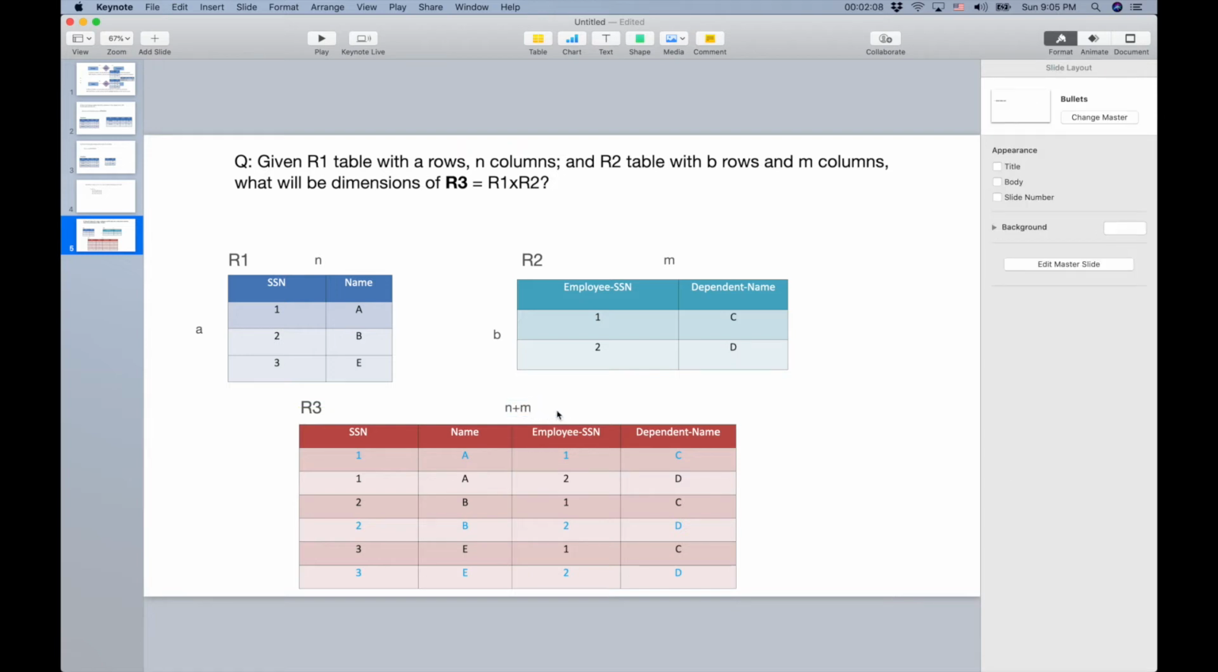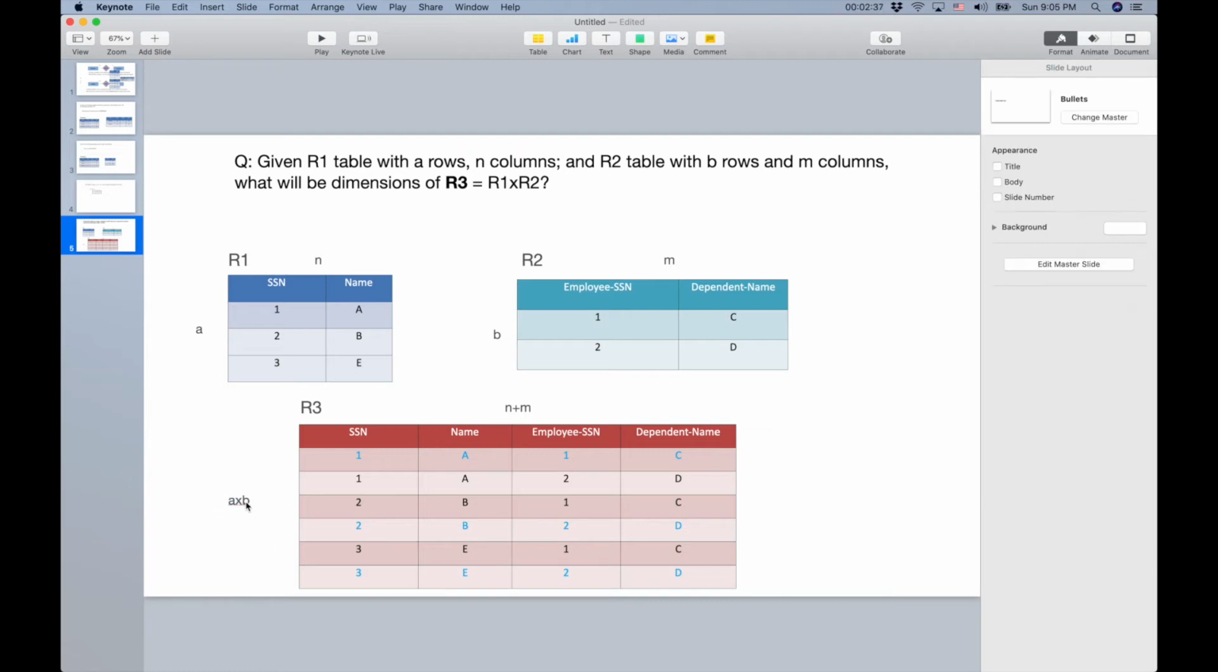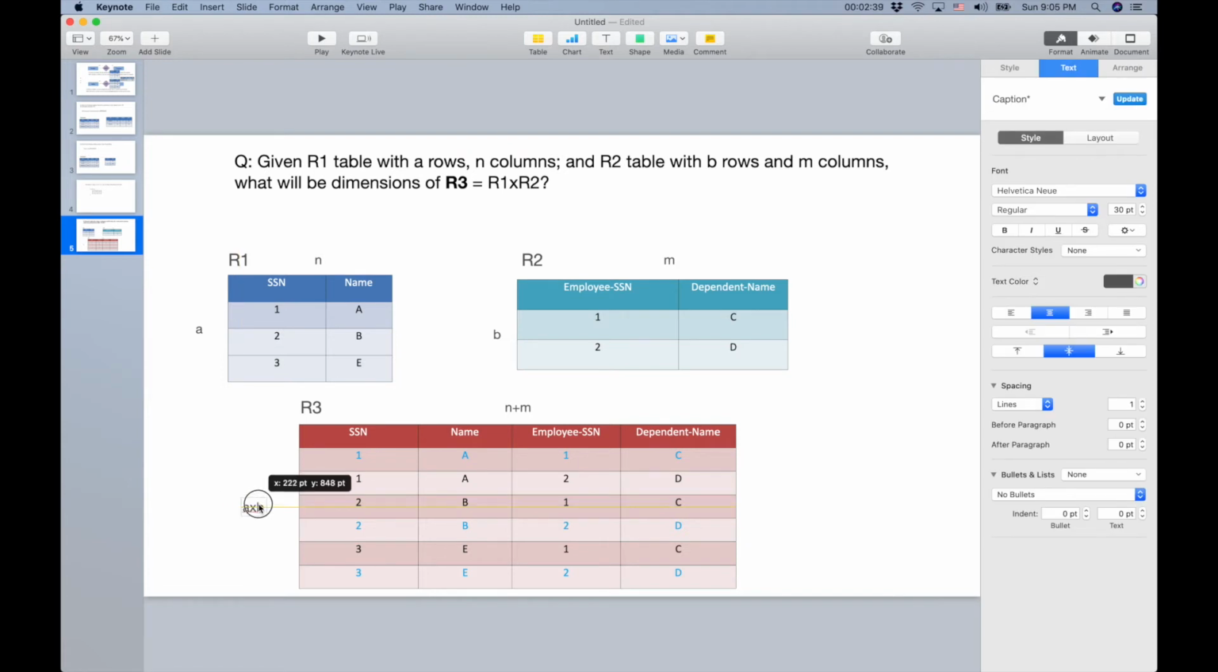Then how about the rows? Remember we mentioned that in the output relation, we need to combine all the tuples we have from R1 with R2, right? In other words, for the first record, we combine it with these B rows, right? Same for the remaining ones. In other words, for the rows in R3, the number of rows will be equal to what? A times B, right? I hope you have the right answer on your paper, right?